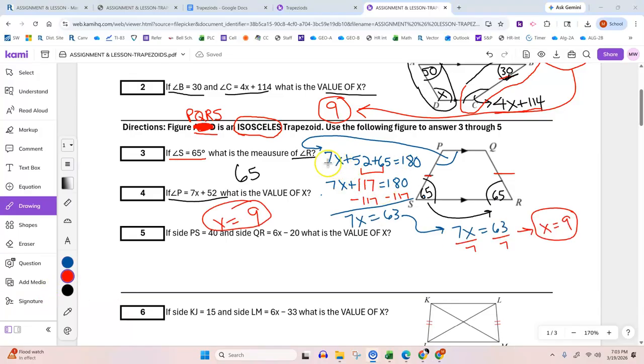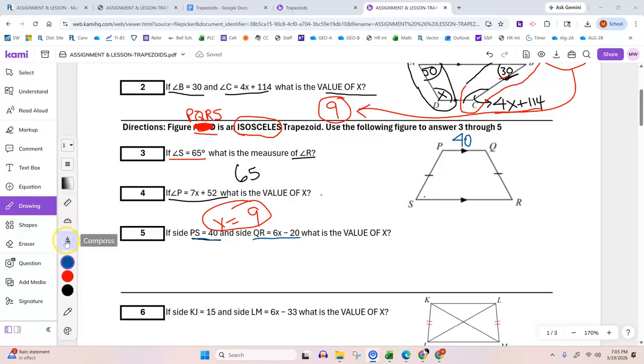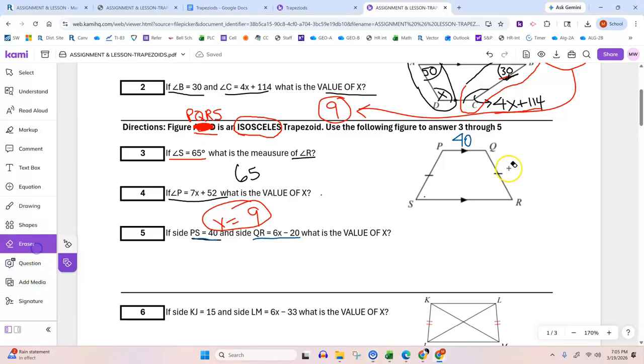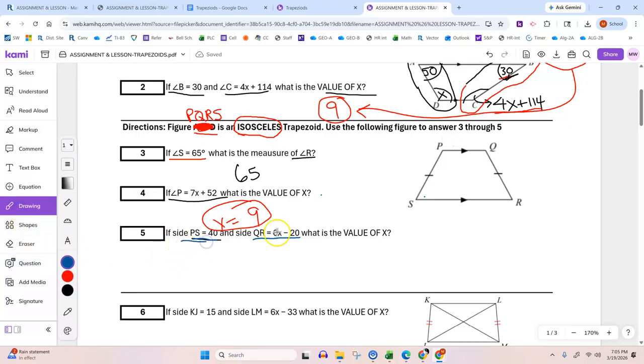Okay, so here's a solution. We combine those two to get 117 here, and then we subtract 117 from both sides to get 7x equals 63, and then divide both sides by 7 to get x is equal to 9, okay? All right, good deal. Now, the next thing we have is that side. Actually, I did the wrong thing here. Let me erase this.